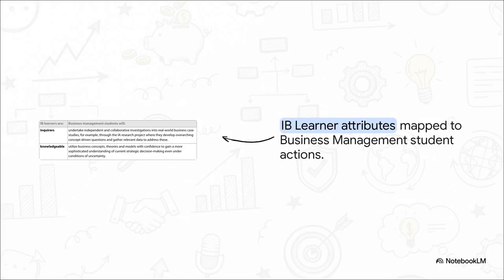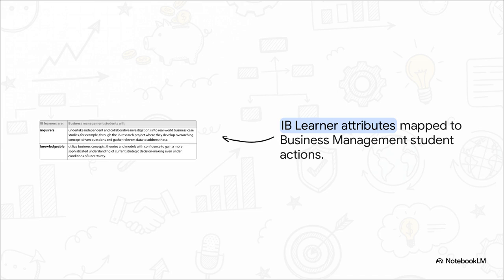Section 2, the learner profile, developing citizens. Now, what's really interesting here is how the IB takes these broad, kind of abstract educational values and turns them into concrete actions. The IB learner profile is basically 10 attributes that IB World schools highly value. If we look closely, you can see how an attribute like being an inquirer directly maps to a business management student rolling up their sleeves and investigating real-world business case studies.